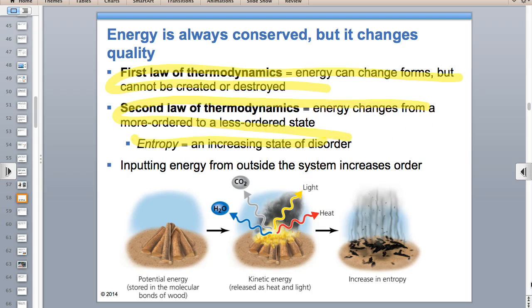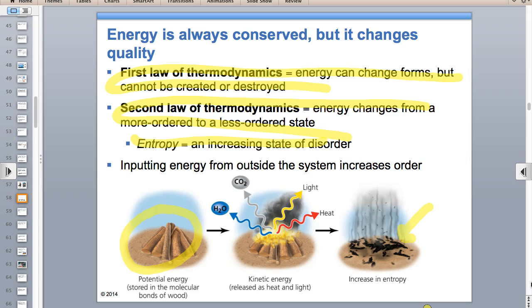So, the second law of thermodynamics says that energy changes from a more ordered state. So notice I have logs here. They're nice and ordered, have good little bonds between their atoms, and the energy is stored, very structured, in those chemical bonds. When it goes through this combustion, this burning, that's going to be released as light and heat. And then I'm going to have ashes. I'm no longer going to have my energy stored in bonds. It's going to be floating around the universe, literally, as heat, but not as something that I can use again.